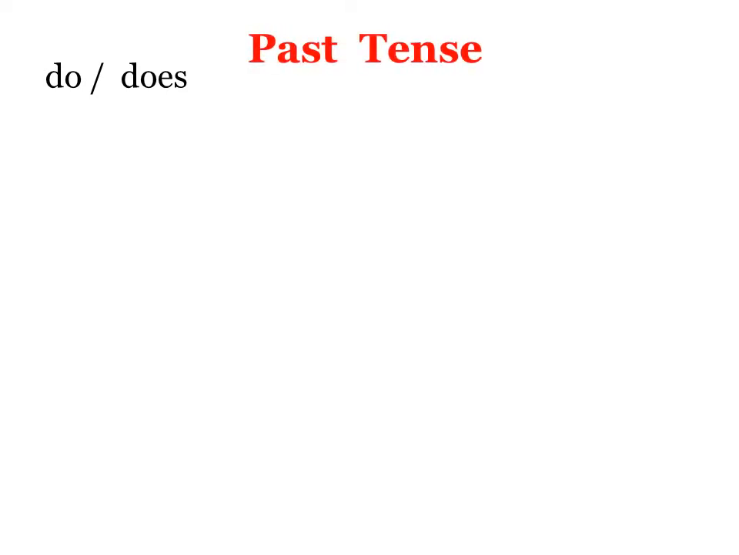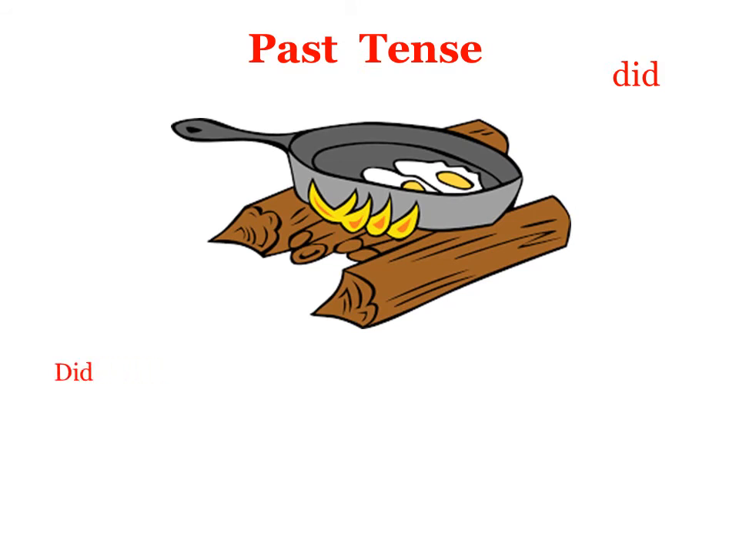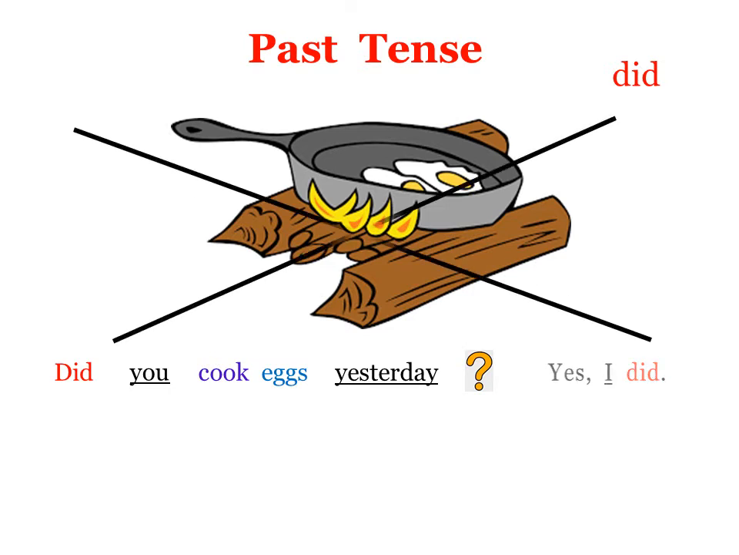But for past tense, do changes to did. And we have, did you cook eggs yesterday? Yes, I did. Past tense. But for negative, did you cook eggs yesterday? No, I did not.